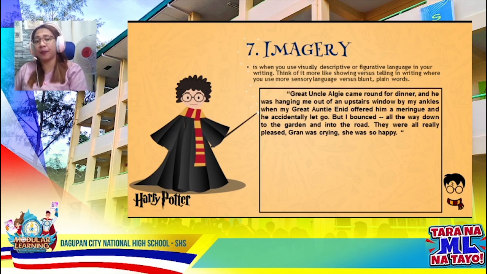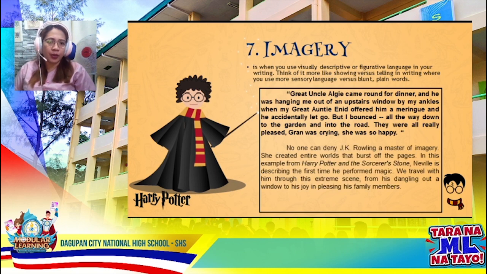So this is from Harry Potter. No one can deny J.K. Rowling a mastery of imagery. She created entire worlds that burst off the pages. In this example from Harry Potter and the Sorcerer's Stone, Neville is describing the first time he performed magic. So we travel with him through his extreme scene, from his dangling out of a window to his joy in pleasing his family members. So technically, when we say imagery, you're just trying to create a clear image in your reader's mind through the use of words.